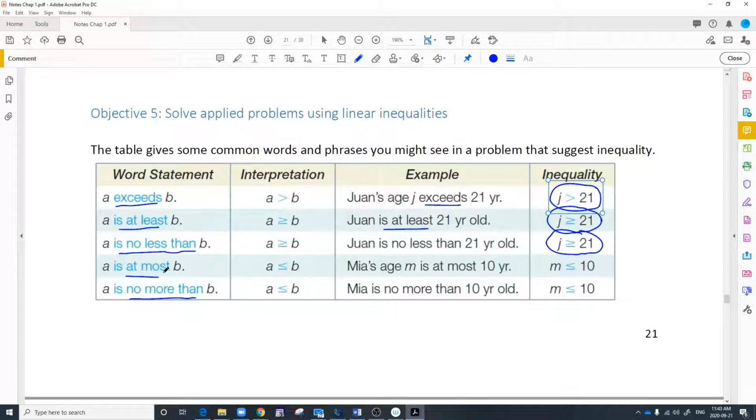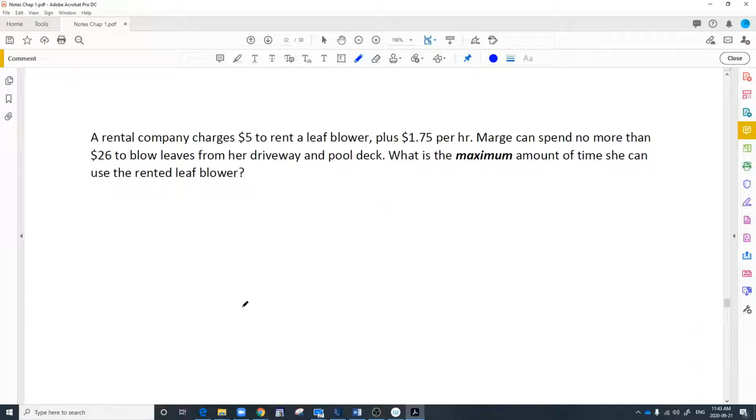So at most, so Mia's age is at most 10, would be less than or equal to 10. No more than would be less than or equal to 10. If it was less than 10, then you would have just M is less than 10. So these are just some examples of things that you might see. You'll know that it suggests an inequality, and you'll know that you have to put an inequality sign in.